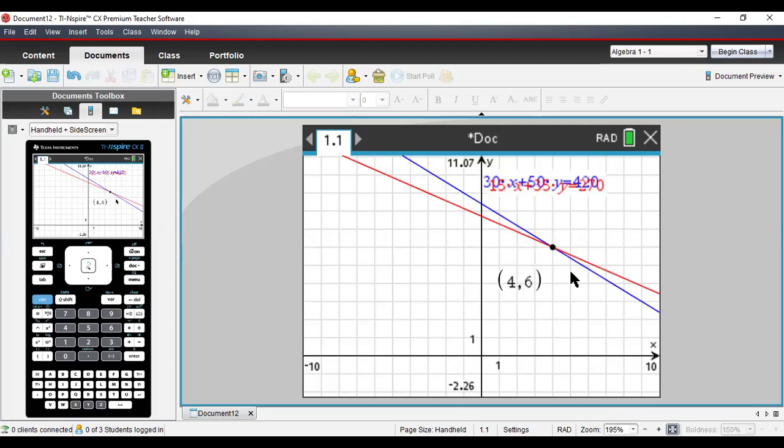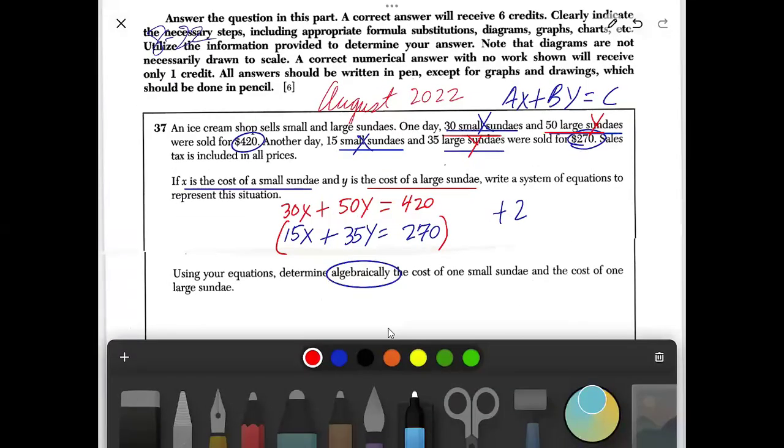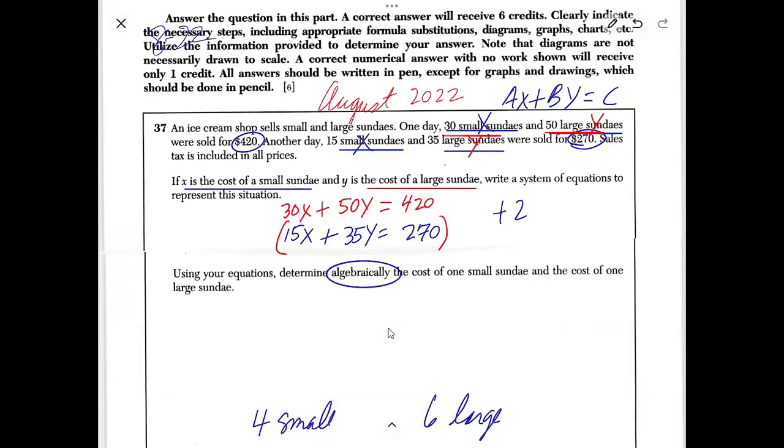Okay, so what I'm going to do is elimination. And I am going to multiply the entire second equation by a -2. And the reason that I'm doing that is once I do that, this is going to be a negative 30. And when I add these two equations together, the x's are going to cancel out. That's why I'm doing that, right?